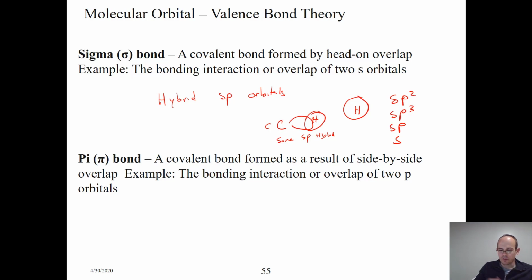And then pi bonds are going to be that side-by-side overlap of p orbitals, right? And this is key. This is only occurring with p orbitals. So around two atoms that already have a sigma bond between them, the pi bond is that side-by-side overlap. So they already have the sigma bond, and then that side-by-side overlap of the two p orbitals is what makes the pi bond.